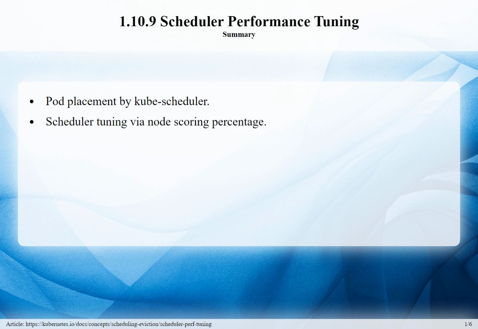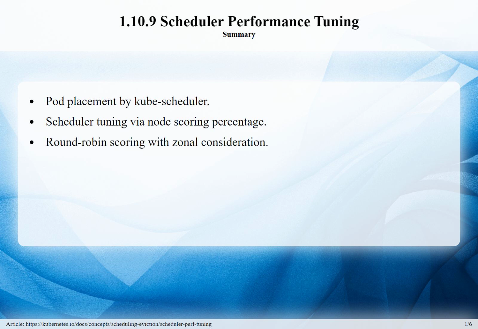Summary. The Kubernetes kube-scheduler is responsible for placing pods on nodes, choosing ones that meet specific requirements. This involves finding feasible nodes and scoring them to select the best option, a process known as binding. To optimize performance in large clusters, you can adjust the percentage of nodes to score setting. This determines how many nodes the scheduler considers during the scoring phase, balancing speed and accuracy in pod placement.